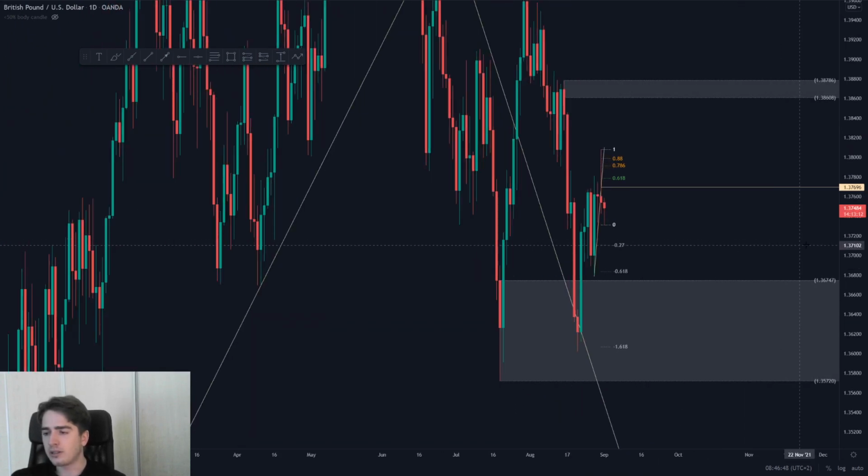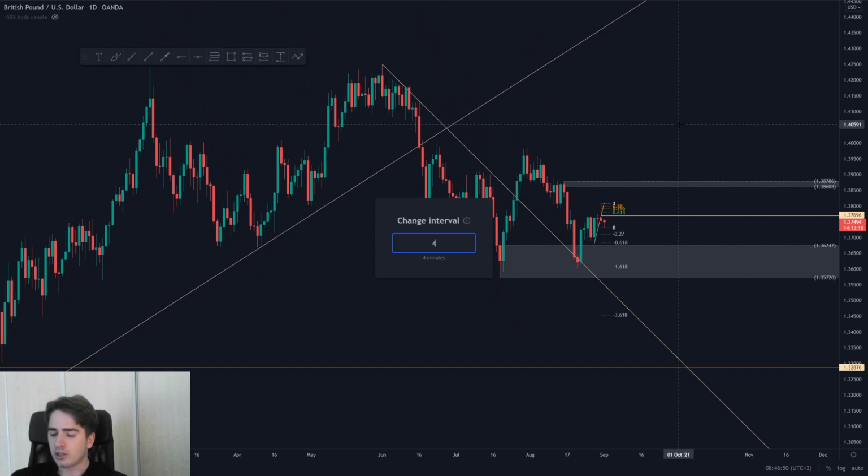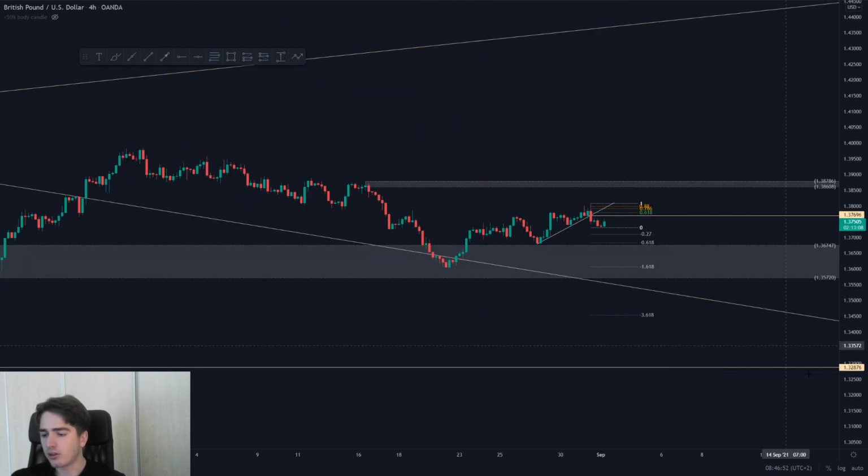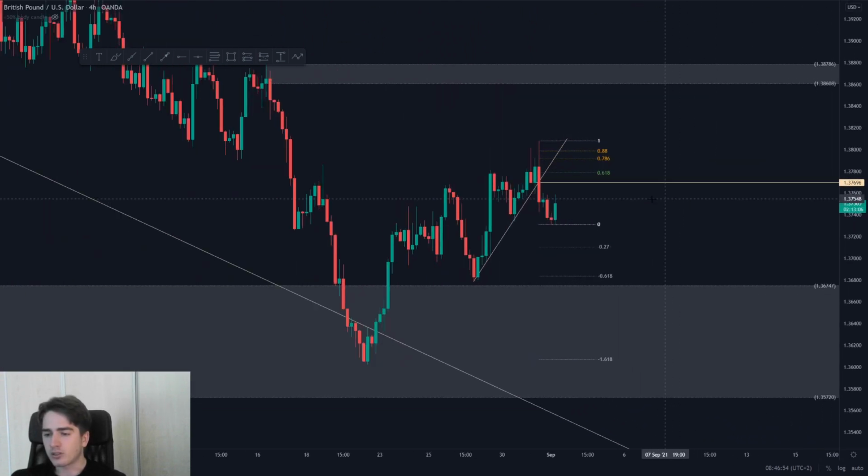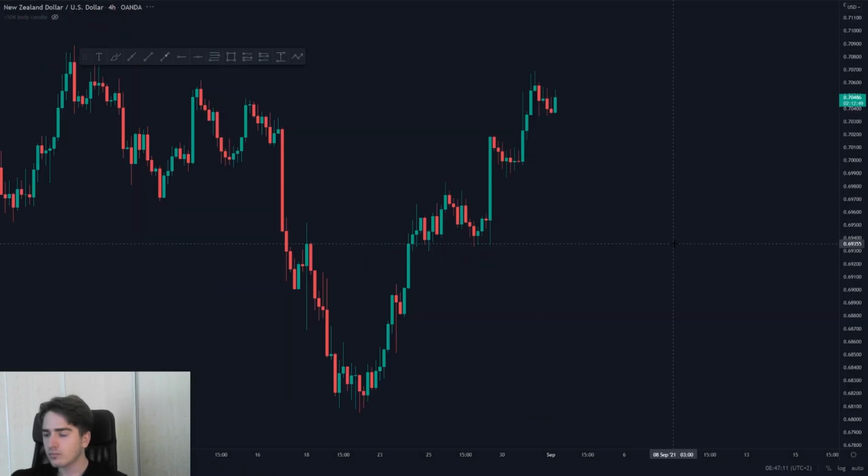Overall structure on the daily, of course, is still bullish. But yeah, we could still see some more downside if I look at the 4-hour time frame. Because essentially we have created a new lower low down below over here in comparison to this low over here. So yeah, potentially a push back down to, let's say, this region over here at the -618 fib extension. So that is pound dollar for you. Let's head over to Kiwi dollar.